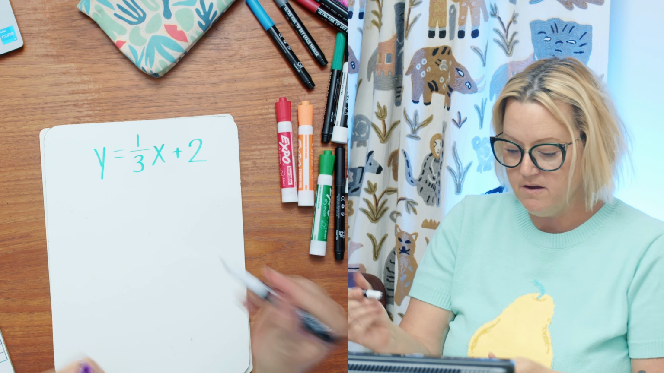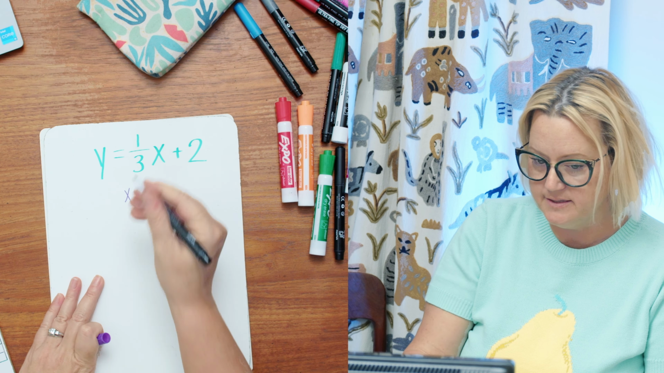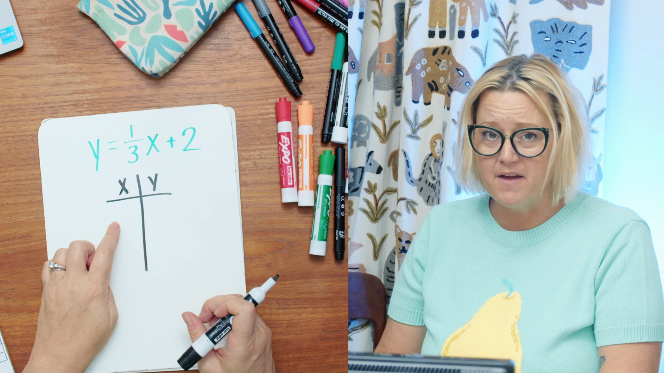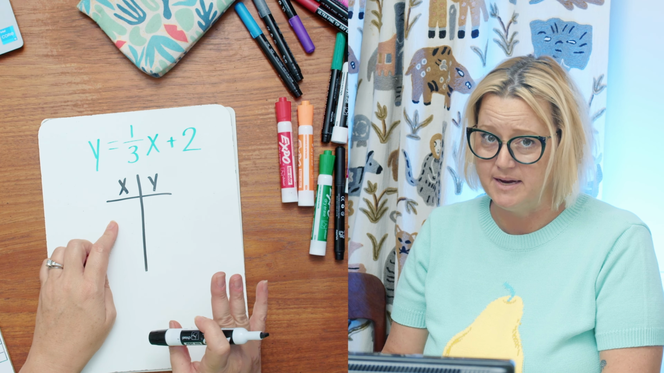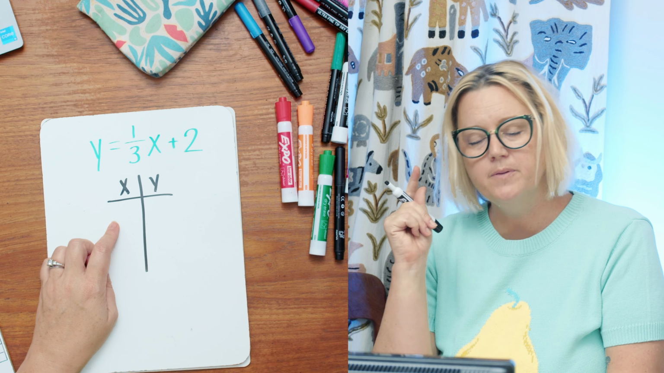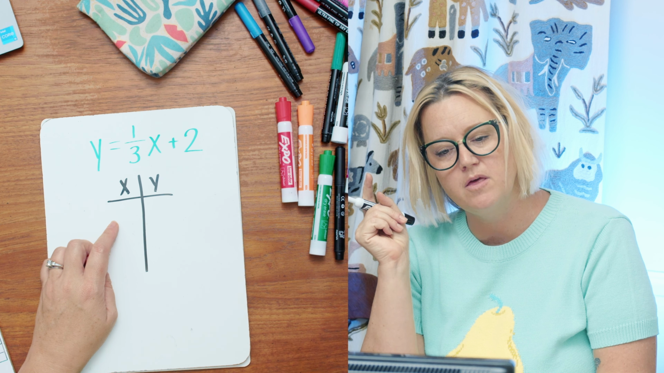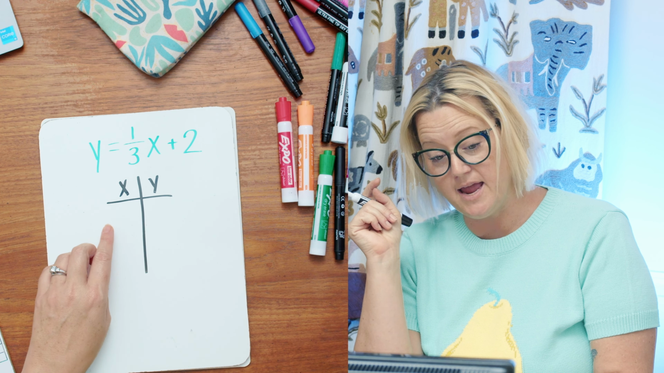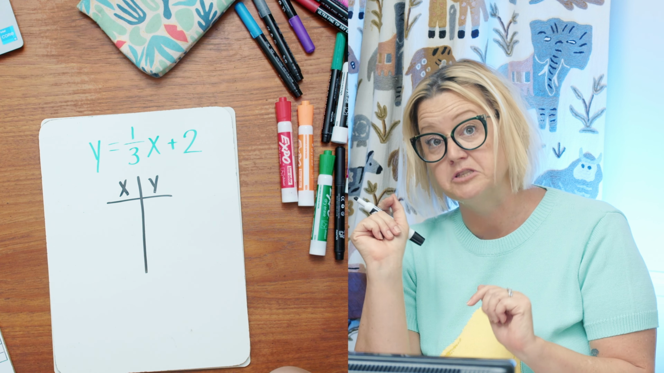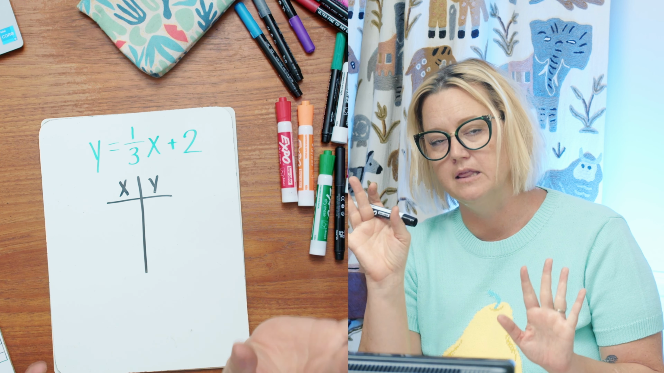I'm going to get a thicker marker to show up. Now I'm going to plug in my value for x. I'm going to do times 1/3, which means divide by 3, and then add 2. When I'm choosing values for x, I'm going to make this easy on myself. Since I'm dividing by 3, I'm going to make sure that my x values are all divisible by 3. It's going to make life a lot easier.